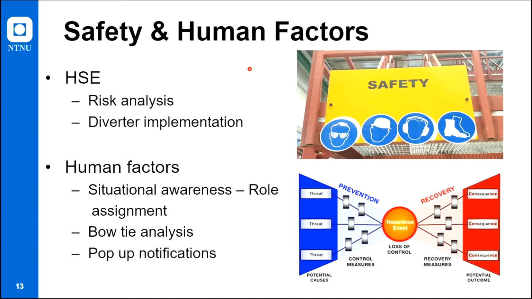Safety and human factors. HSE was the top priority for the team throughout the whole project. As a way to apply this, the team applied a risk analysis evidencing what would be the potential risk throughout the project and how to avoid them. As an example, we have the use of personal protective equipment, or PPEs, when we were drilling inside the lab, as seen on the picture on the right. Another way to implement the HSE was the diverter, as explained before.